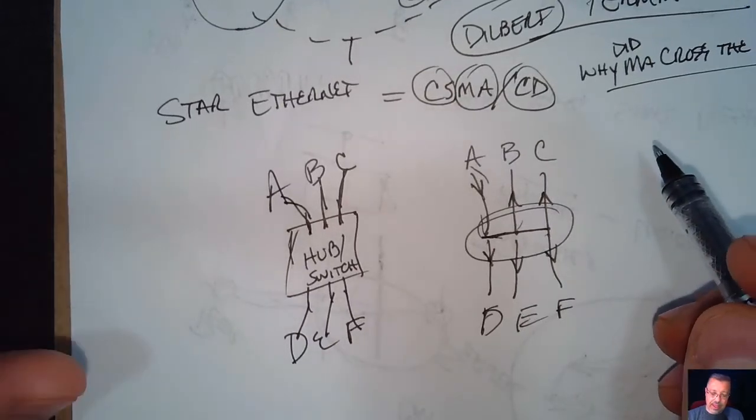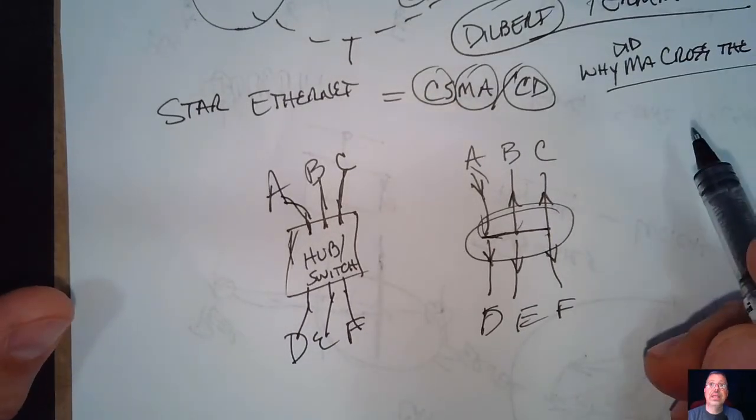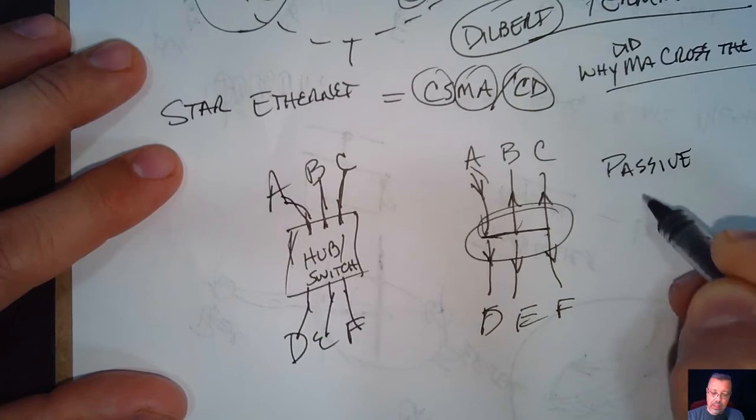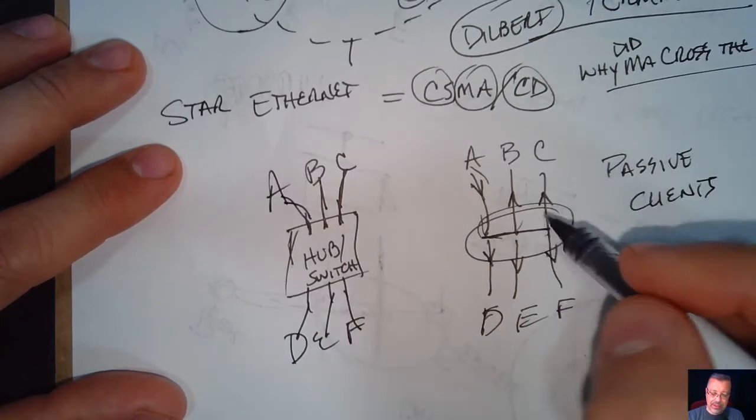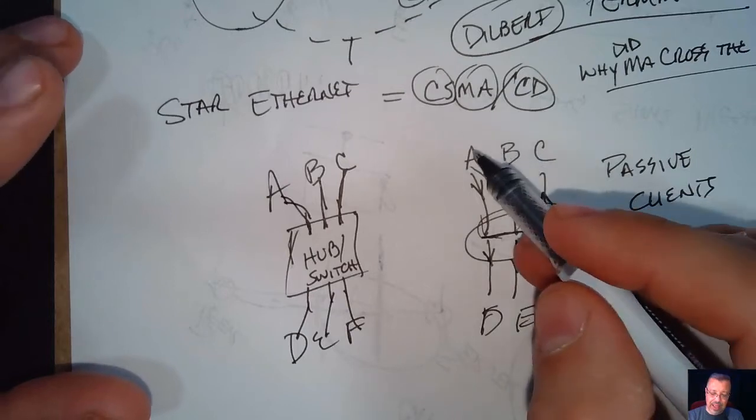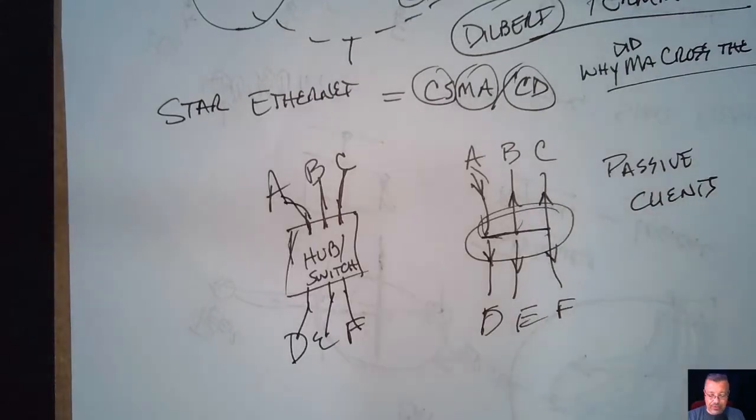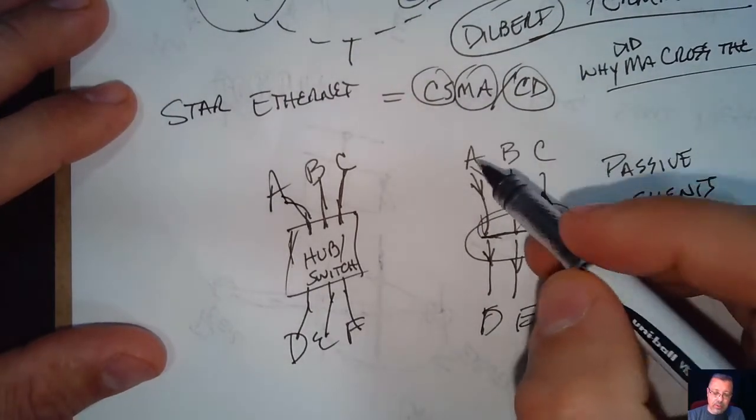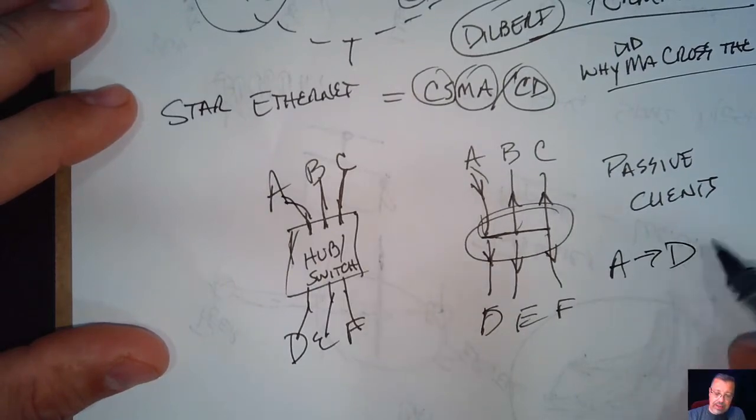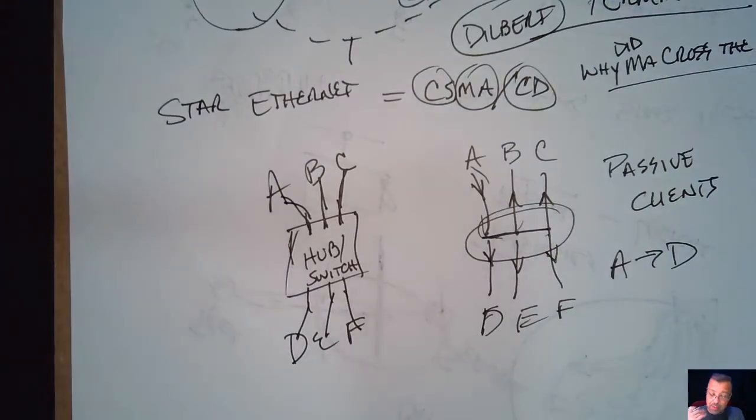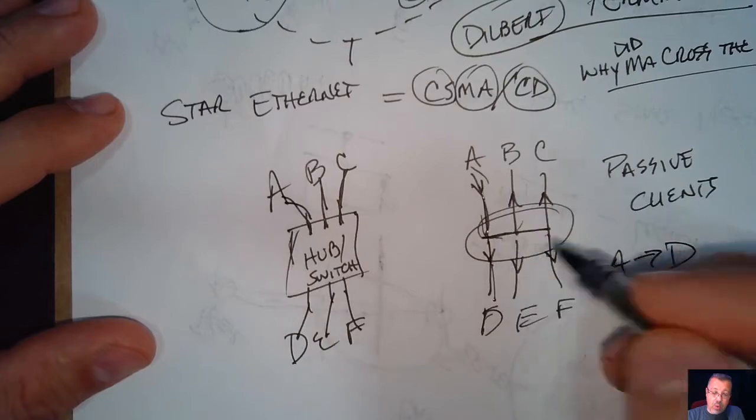This works in a lot of ways like bus, because these are all passive clients. They do not repeat anything. So if A is sending a message to D and B gets it, B's not going to regenerate it. It's kind of a cruel world in Ethernet. If you're there to get it, fine. If you're not, then we don't really care about you. So if A is sending a message to D, it floods everywhere, everybody else just drops the message, but D gets it and then might respond to it. Might not, and we don't know.